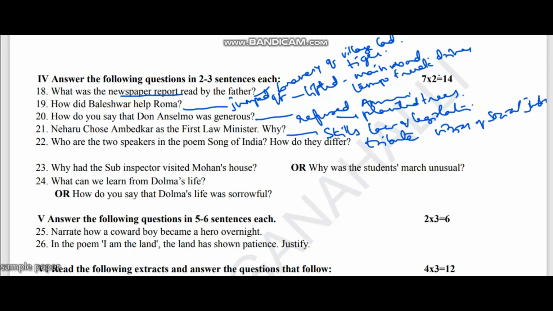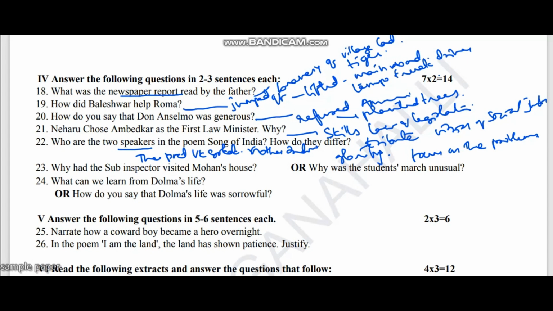22. Who are the two speakers in the poem Song of India? How do they differ? The two speakers are the poet V.K. Gokak and also Mother India. So here in this poem, the poet V.K. Gokak wants to glorify the beauty of Mother India, whereas Mother India wants to focus on the problems we are presently facing in our country.